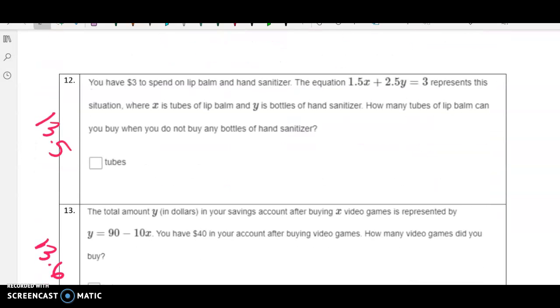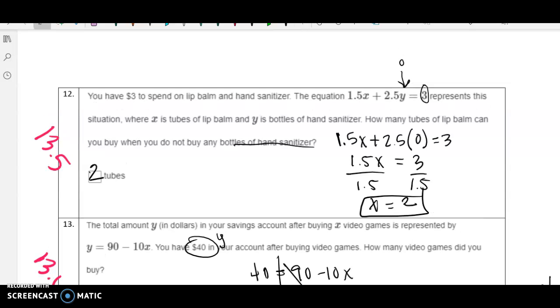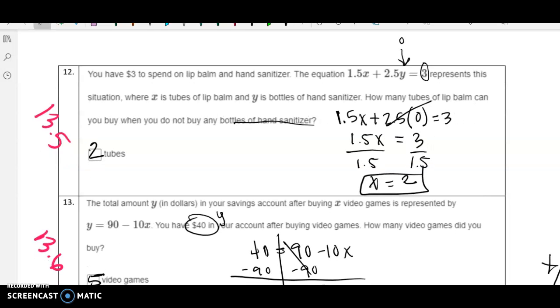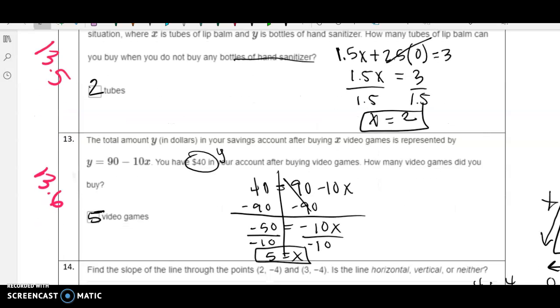All right, so you spend $3 on lip balm and hand sanitizer. That's why it's 3 in our total. And I want to know how many tubes of lip balm can you buy when you do not buy any hand sanitizer. So all we're going to do is plug in a 0 for our hand sanitizer. Well, we get 2 because we plug in a 0 for y and then we solve for x. So when we plug in 0 for y, this disappears. 1.5x equals 3, divide by 1.5 on both sides, and we get 2 tubes.